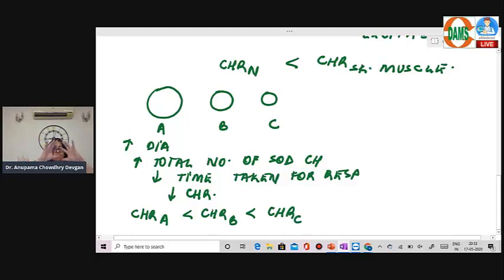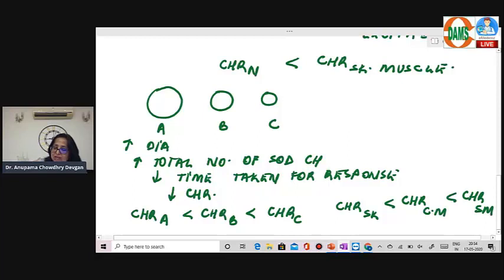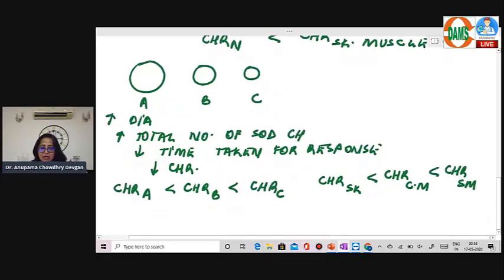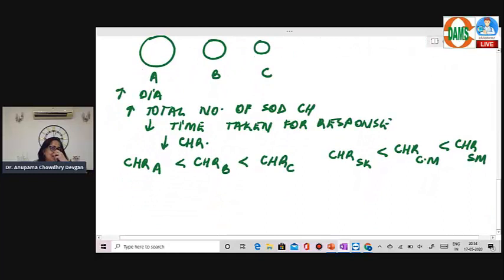More the diameter, more the surface area, more the total number of sodium channels, lesser will be the time taken for response. Therefore, lesser will be the chronaxy. Type A fiber has a chronaxy which is less than type B, which is less than chronaxy of type C. In muscles, chronaxy of skeletal muscle is less than chronaxy of cardiac muscle, which is less than chronaxy of smooth muscle. Okay? Right? So this is what is the chronaxy.